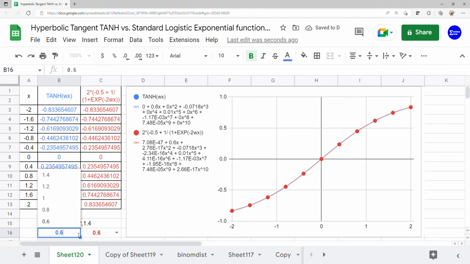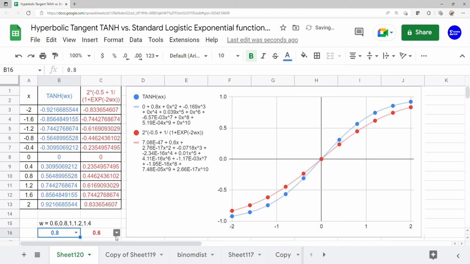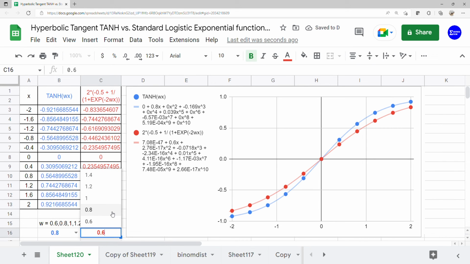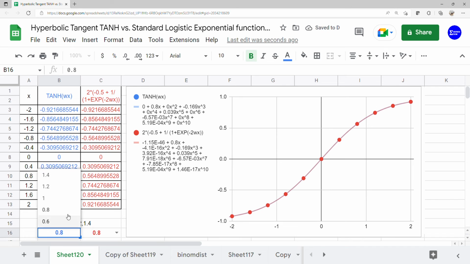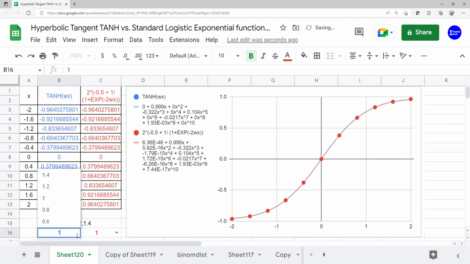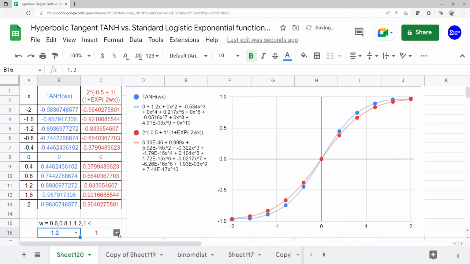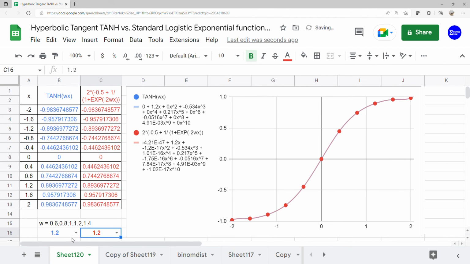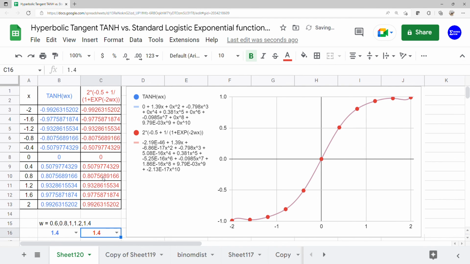We change the value w to 0.8. We can do the same thing to the standard logistic function. Change this to hyperbolic tangent to 1. Change the value here to 1. We change this to 1.2. We can do the same thing. 1.2. Now they're the same. Change this to 1.4. We can also change this to 1.4. So this completes the use of the function exponent array formula to show the equivalent of hyperbolic tangent wx.